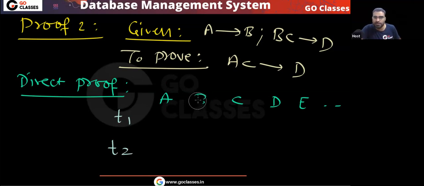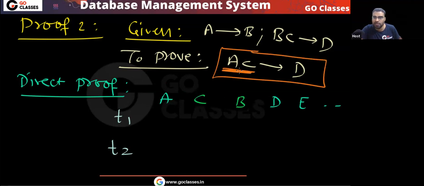Which value will you keep the same? You will keep the AC value the same. You need to prove this, so focus on AC. You need to prove that AC determines D. What you need to prove is that if two tuples have the same AC value, then they will have the same D value. Is this understood?